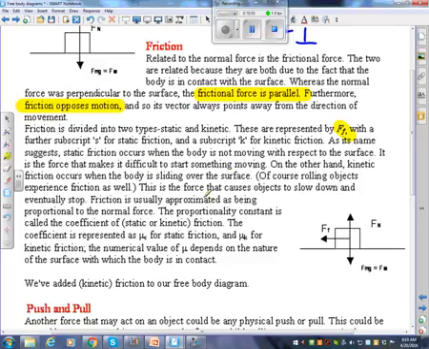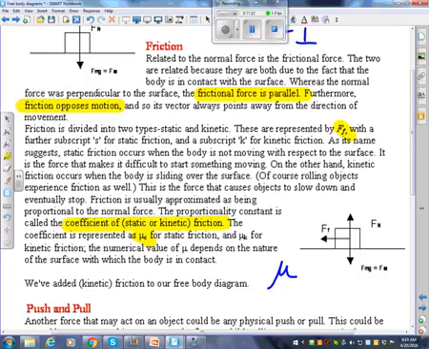Friction is usually approximated as being proportional to the normal force. The proportionality constant is called the coefficient of static or kinetic friction. We will get into this a little bit more later, but that's something that you will end up knowing. The coefficient is represented by this funny looking symbol right there. Can you make it out on your page? Does anyone know what that symbol is? It's the Greek letter mu.